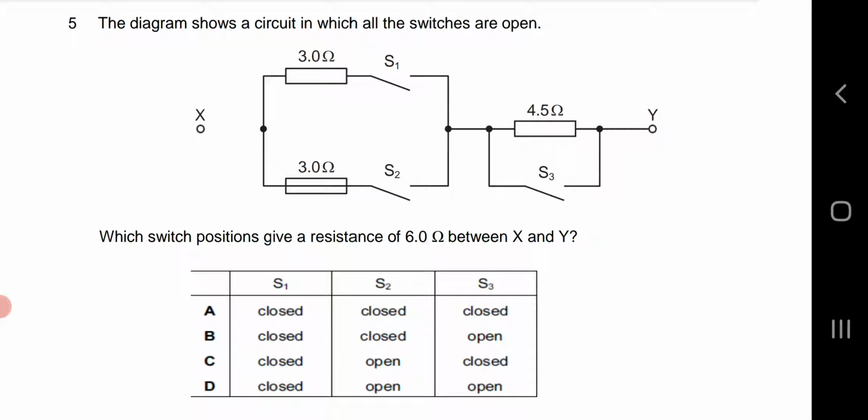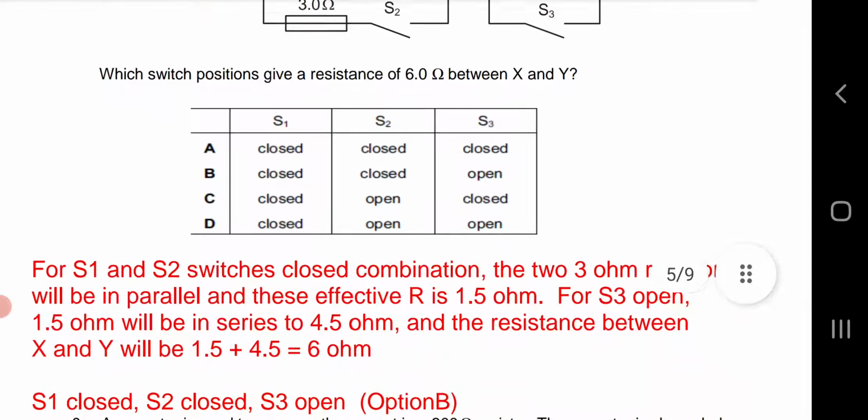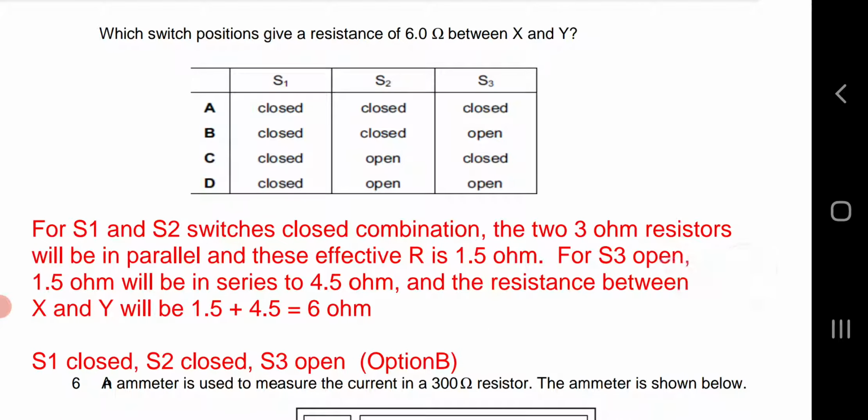Okay, the written explanation is as follows. For S1 and S2 switches closed, the two 3 ohm resistors will be in parallel and their effective resistance R is 1.5 ohm. For S3 open, 1.5 ohm will be in series with 4.5 ohm and the net resistance between X and Y in this case will be 1.5 plus 4.5 is equal to 6 ohm. So S1 closed, S2 closed and S3 open. It is option B.